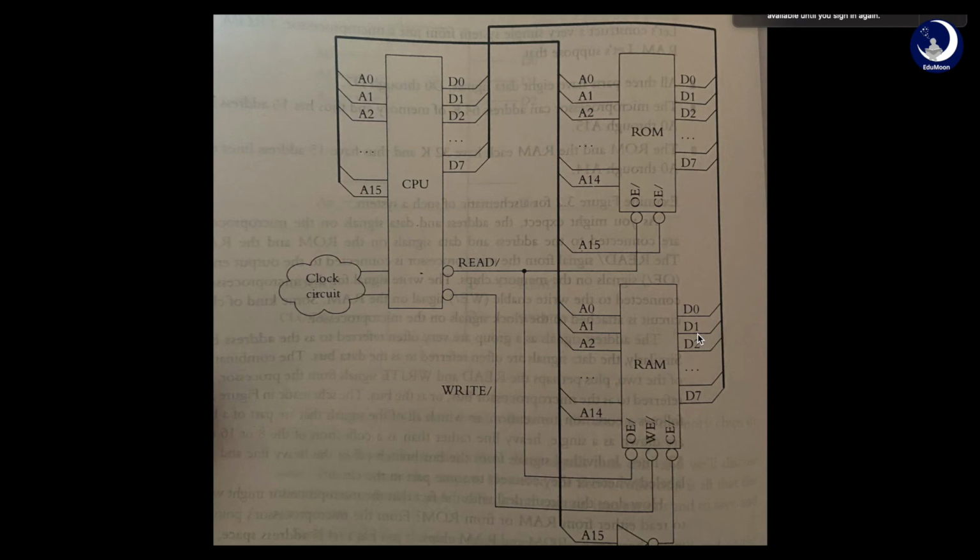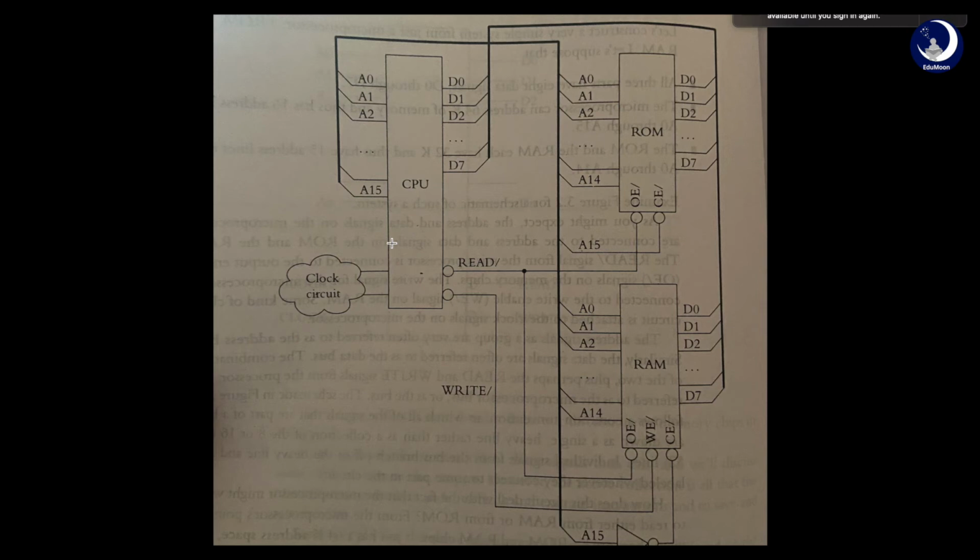The microprocessor can address 64K of memory and has 16 address lines. See, A0 to A15. The ROM and RAM each have 32K, so that's the reason they have 15 address lines each: A0 to A14. Got it? And this is A0 to A15. And this is a schematic of the system which we're going to construct.